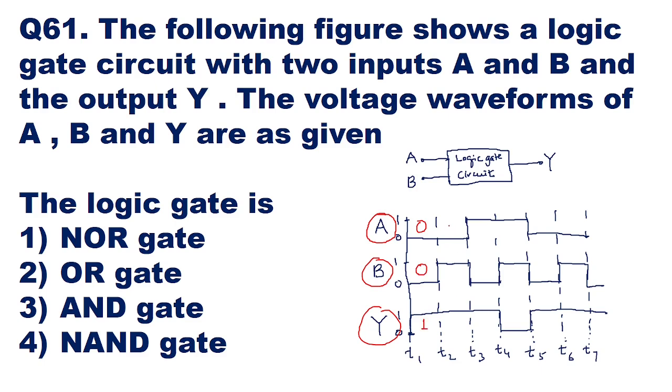Now if you see the second, the input A is at voltage level logic 0, input B is at voltage level logic 1 and the output Y is at logic 1. If you see the third time interval, the input A is at logic 1, input B is at logic 0 and the output Y is at logic 1. If you see the fourth time interval, the input A is at logic 1, input B is at logic 1 and the output is at logic 0.